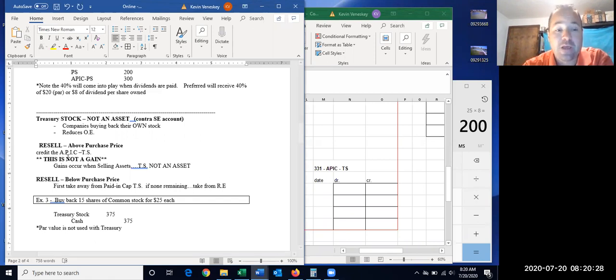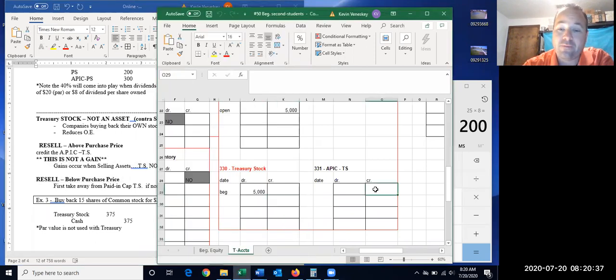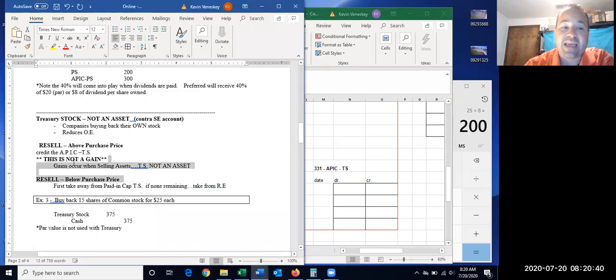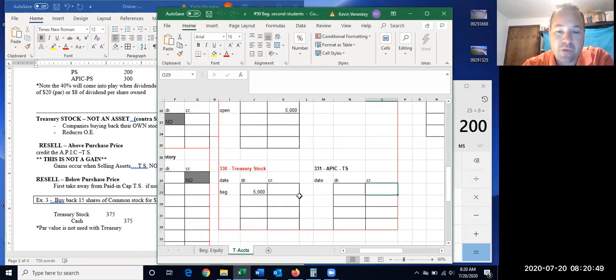This is the same. You're going to resell your treasury at whatever you bought it at, and then anything above that is called additional paid-in capital. And I like to think of this as a gain account. Now, it's not a gain, but it's similar to a gain. You can't have a gain in yourself. So if I had bought this stock for $5,000 and then I resold it for $6,000, I don't want to put $6,000 over here because that's going to give me a negative balance. So I'm going to put the $5,000 over here to get rid of the treasury, and then put the extra $1,000 over here. That's kind of like a gain. I bought it for $5,000, but I resold it for $6,000.